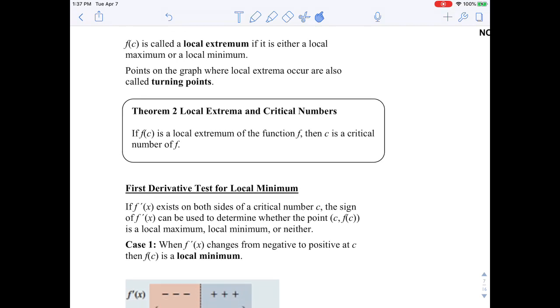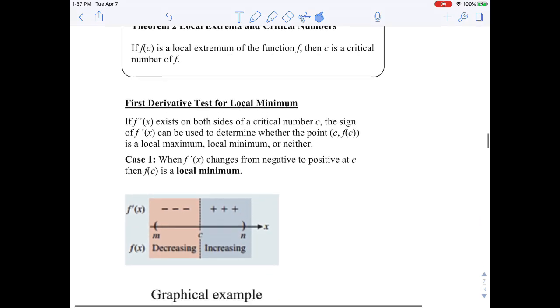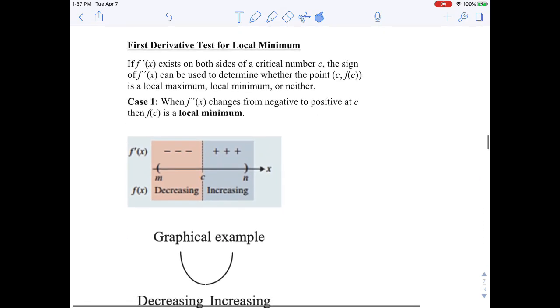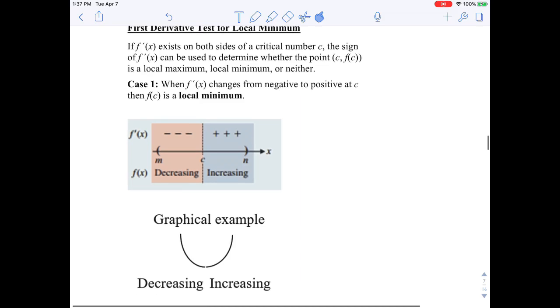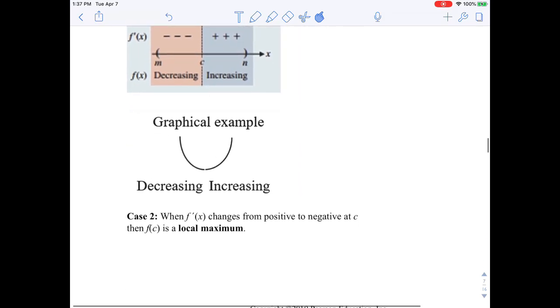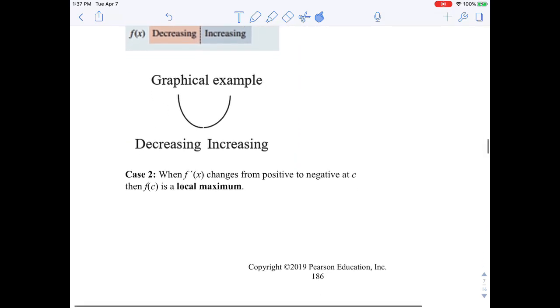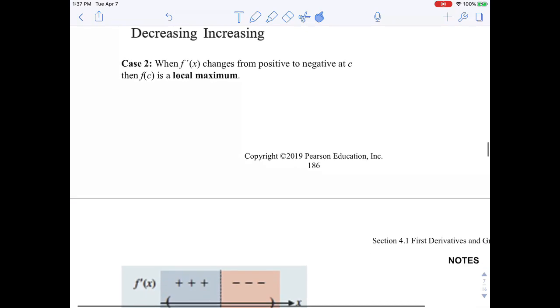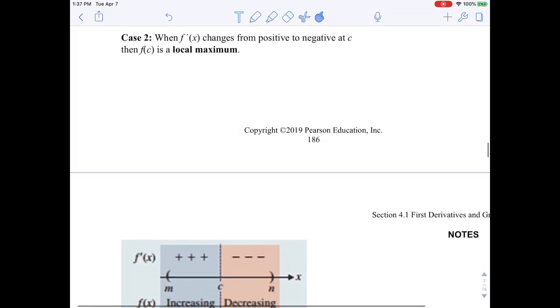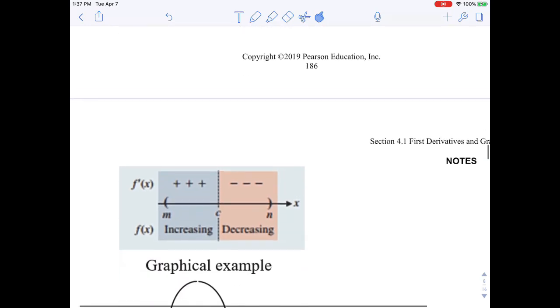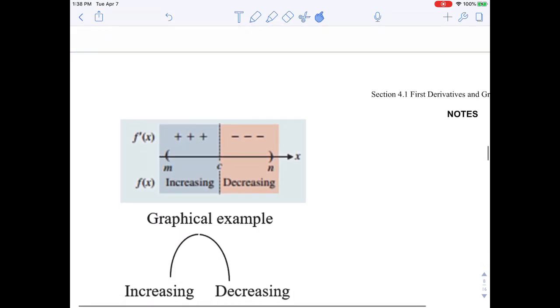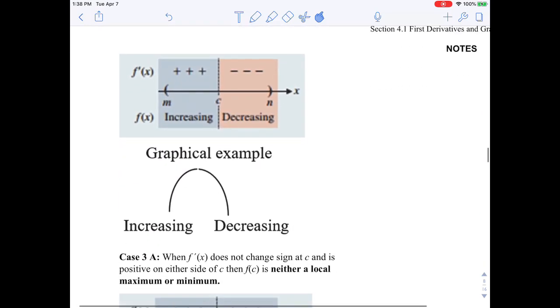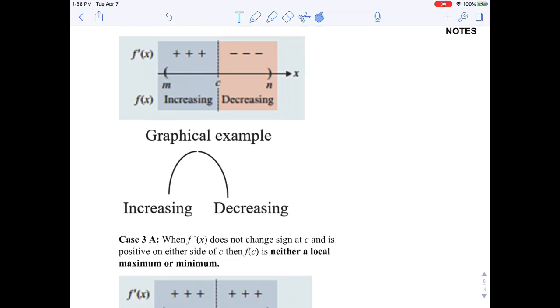Okay, determining if our local extrema is a critical number. So case 1 is when our first derivative goes from decreasing to increasing, which we talked about already. And there's a graphical example. Case 2 is when, for a local maximum, it goes from increasing to decreasing. And there's a nice example.